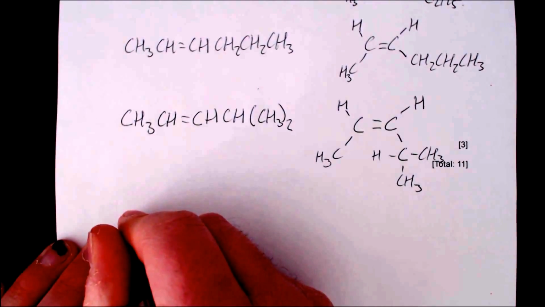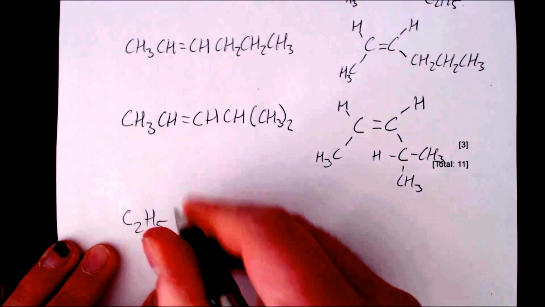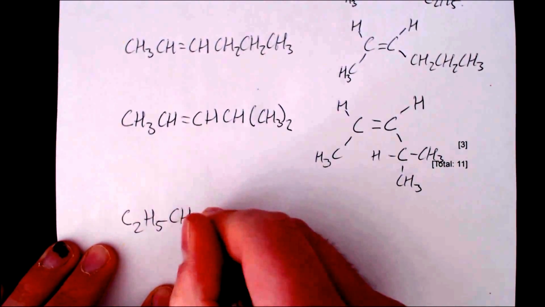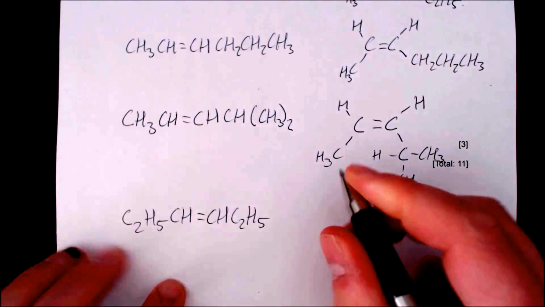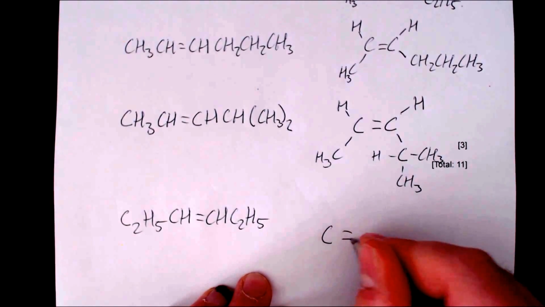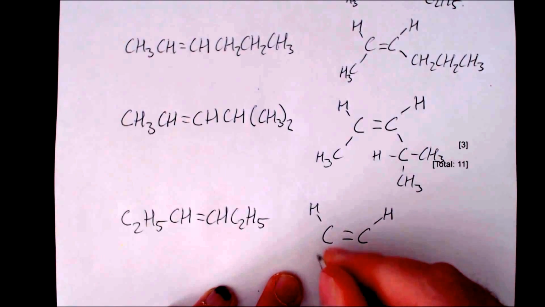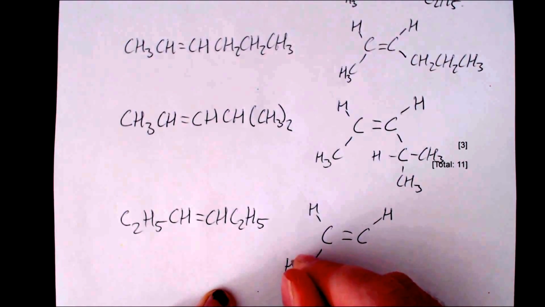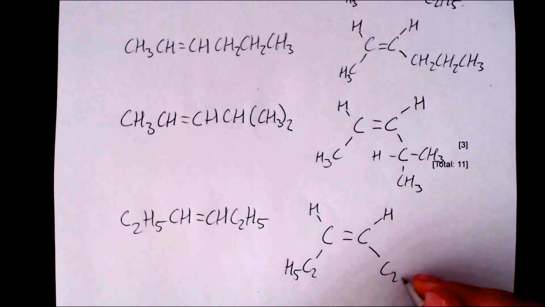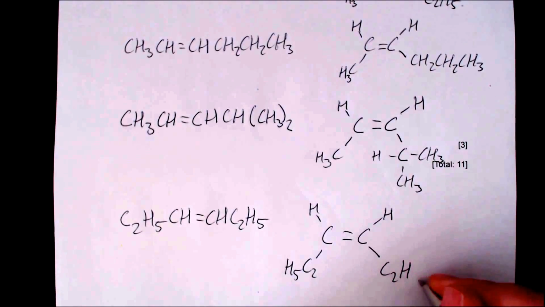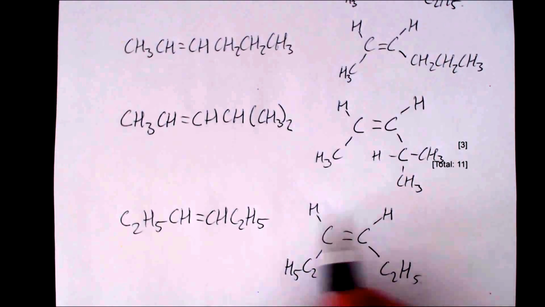So this is going to be C2H5, CH, double bond, CH, C2H5, and the molecule will look like this: C double bond C, hydrogen, hydrogen, C2H5. There you go, and then C2H5. So again, this one is cis or trans.